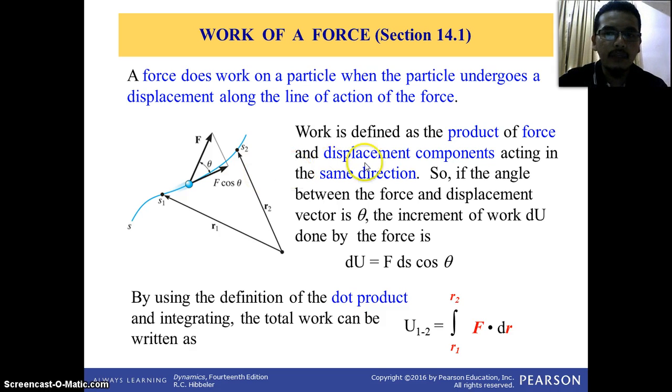If the angle between the force and displacement vector is theta, the increment of work dU done by the force is dU equals F ds cos theta. If you substitute theta as 90 degrees, cos 90 gives 0, so there is no work if the force is perpendicular to the displacement. Work is done only when theta is not perpendicular to the direction. By using the definition of the dot product and integrating, the total work from point 1 to 2 is given by the integral of F dot dr from r1 to r2.